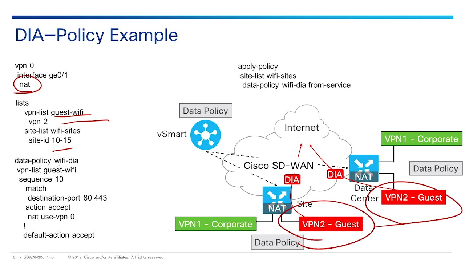Then we supply the data policy. We're saying guest Wi-Fi. We're matching destination ports of 80 and 443, those are TCP for HTTP and HTTPS. The action is accept, we're allowing that traffic, and we're saying use VPN 0, this one up here. The default action is also accept for everything else. And then we apply the policy.